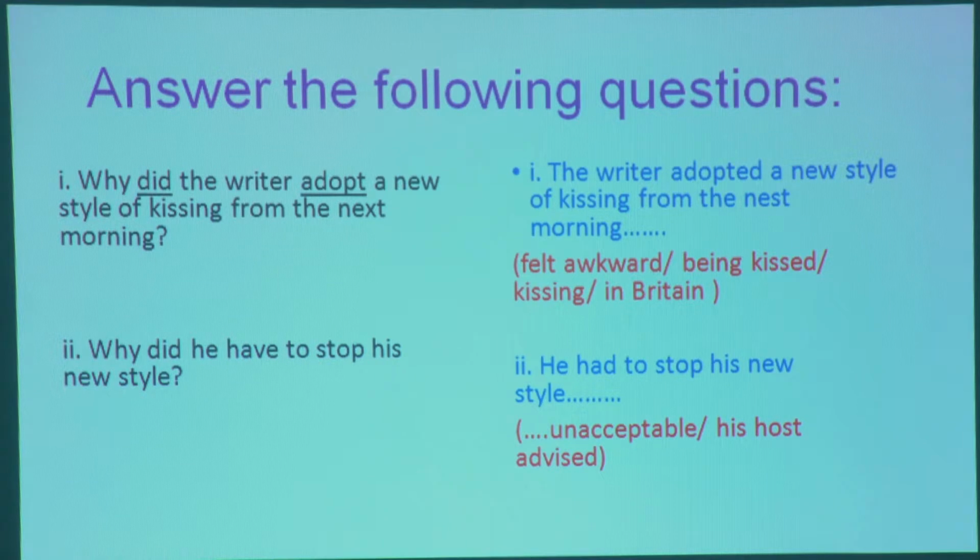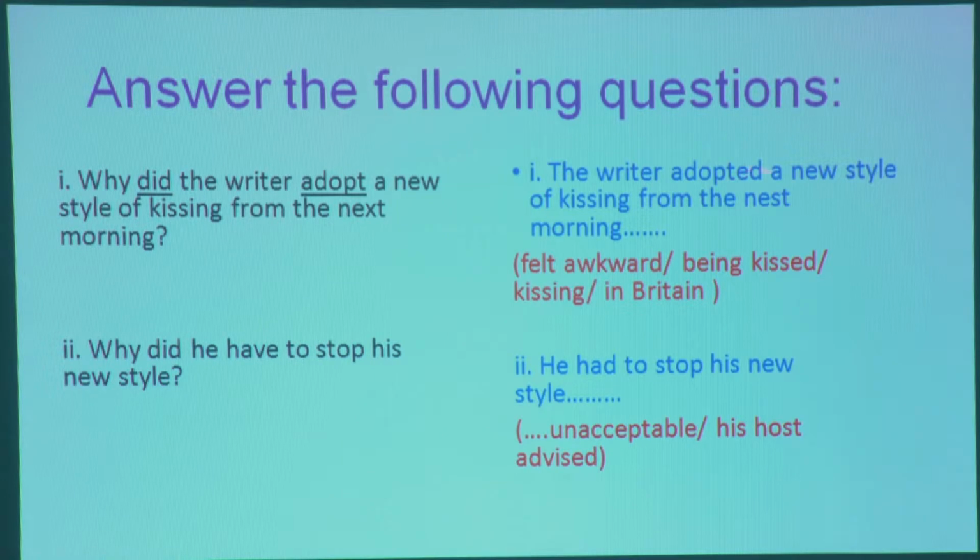You can find out the writer was expressing that he felt awkward being kissed or kissing in Britain, right? So from here you can assemble your answer. You can begin in this way. So the writer adapted a new style of kissing from next, please correct the spelling here, morning, because what? He felt awkward being kissed and kissing others in Great Britain, right? That's why your answer could be there.